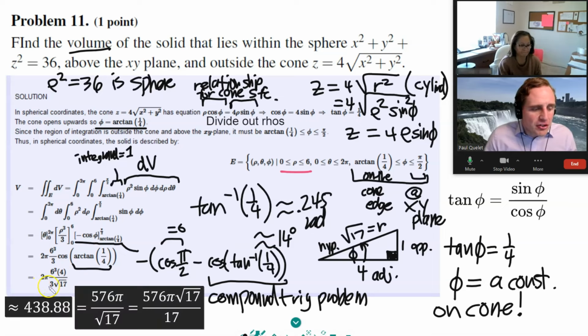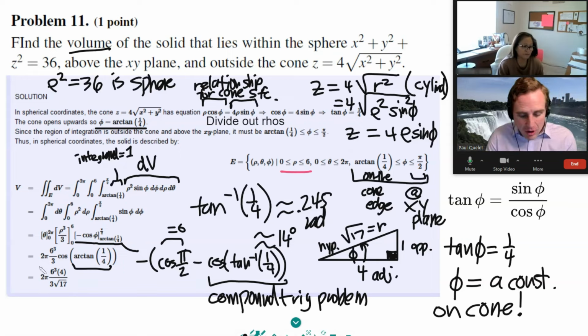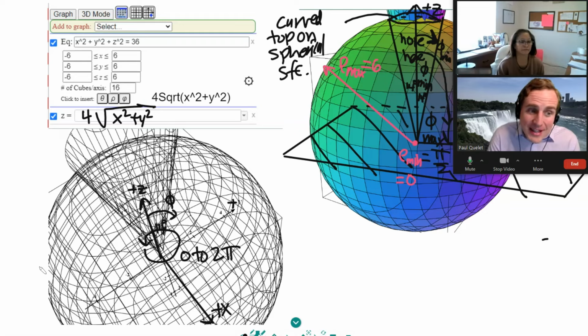And this is the answer. Notice they left the square root of 17 downstairs. They didn't really multiply it out. Again, 6 cubed is 216 times 4, and then there's a 3 down here. You could simplify that a little more if you want. There's also a 2 pi out front. You can multiply the 2 in there. Okay? Gotcha. All right. So, I mean, that was not easy, in my opinion, especially in terms of the cone. So I think that drawing it out here did help.